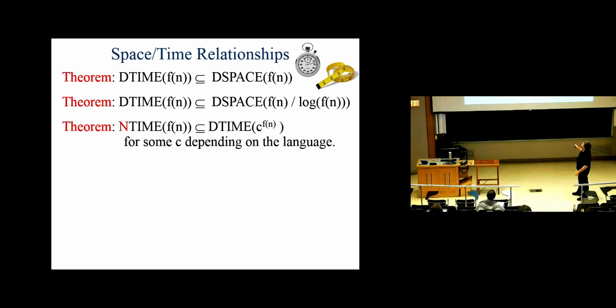here's a theorem that's not so obvious. Non-deterministic time f is contained in deterministic time c to the f, exponential in f. What does that mean? It means you can get rid of the non-determinism at a cost of potentially exponentiating your time. The time could blow up exponentially, but then it'll be deterministic. Why is that true? It's not that hard.